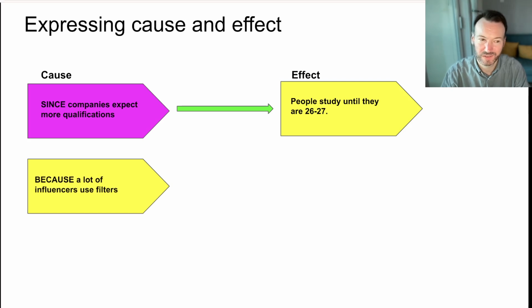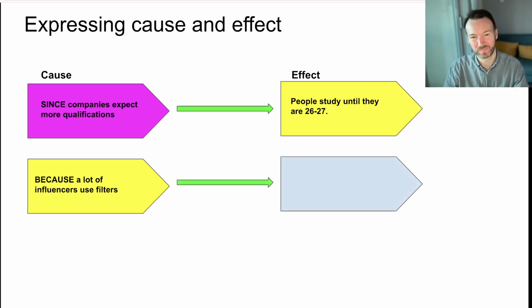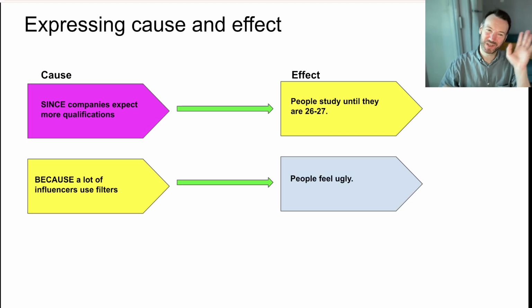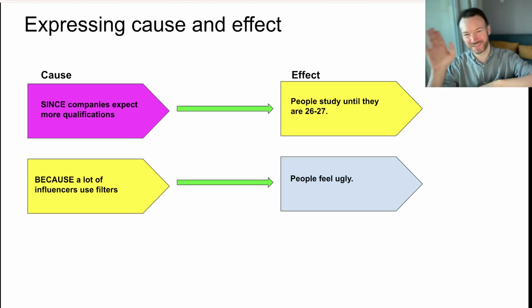All right, let's look at another example. Because a lot of influencers use filters. What? Okay, so again, the dependent clause on its own does not really mean anything. Okay, so that was the cause. What is the effect? So people feel ugly. Okay, so because a lot of influencers use filters, people feel ugly. So the cause and the effect.